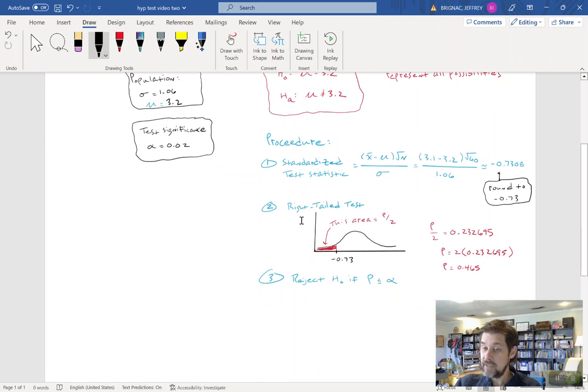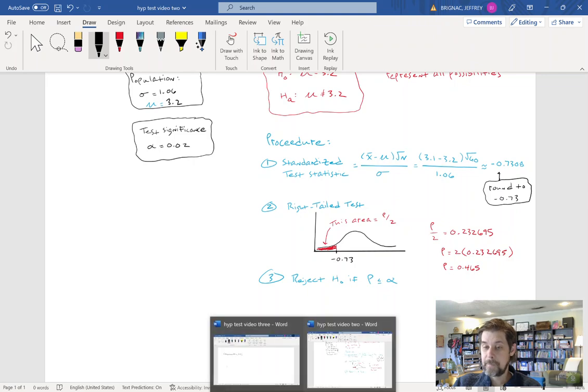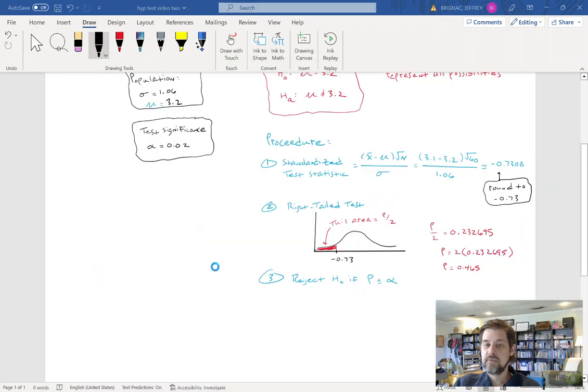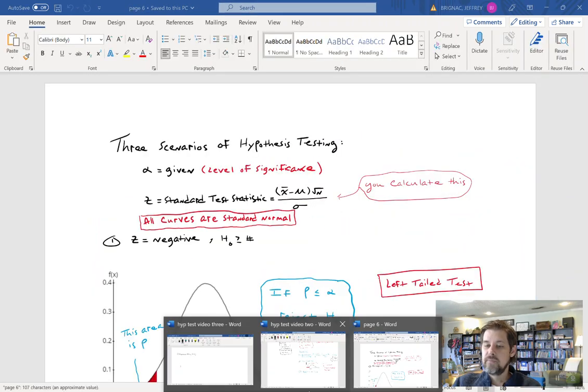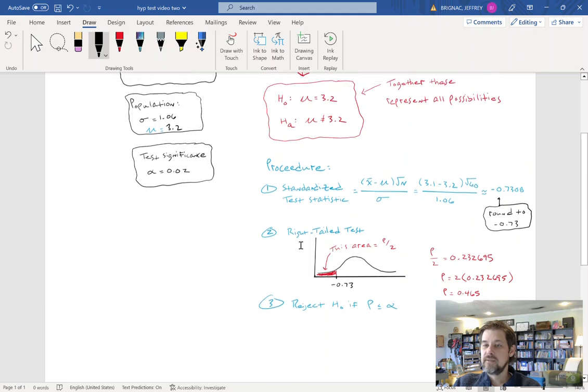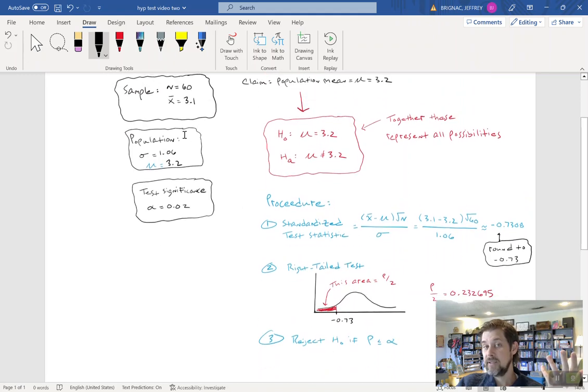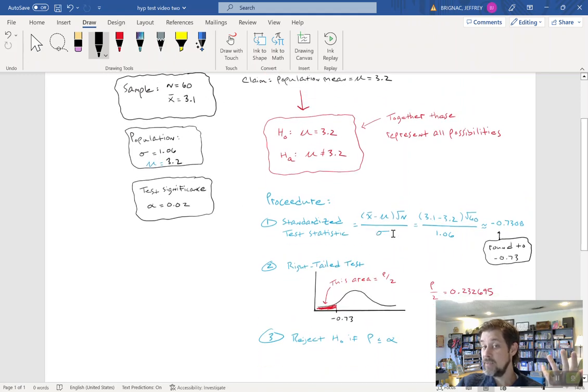Now, the procedure from there will look like this. Okay. I first calculate this thing called the standardized test statistic. It's x bar, the sample mean, minus mu, the population mean, times root n, where n is the sample size, divided by sigma, which is the population standard deviation. In this case, I put all those numbers in. I get negative 0.7308, but I'm going to round that to negative 0.73.